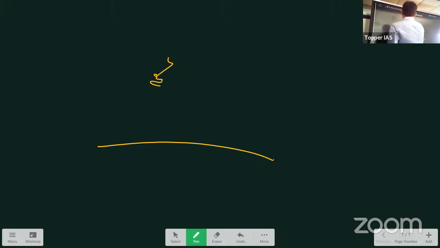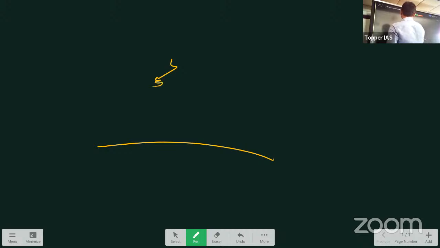India is located in the northern hemisphere. Latitudinal extent is 8 degree 4 minutes to 37 degree 6 minutes. Okay, and this is mainland. So it is above the equator, right? India is located above the equator.